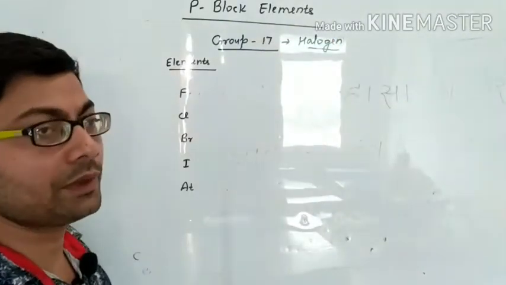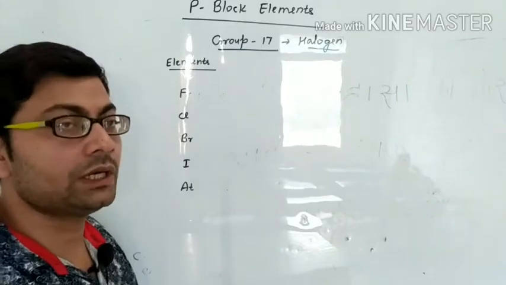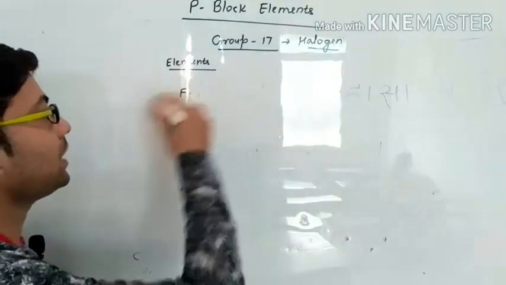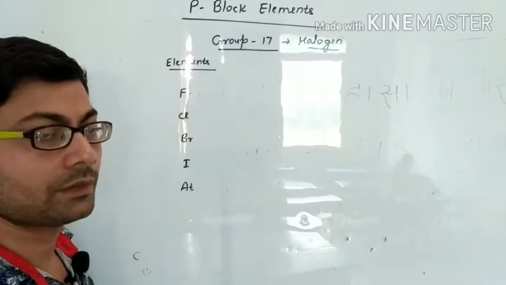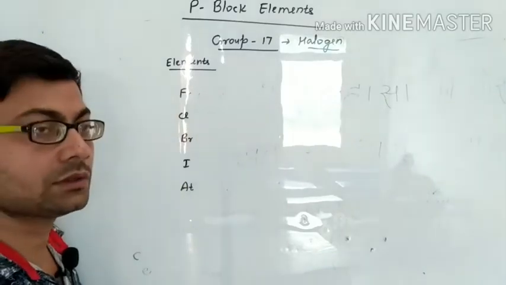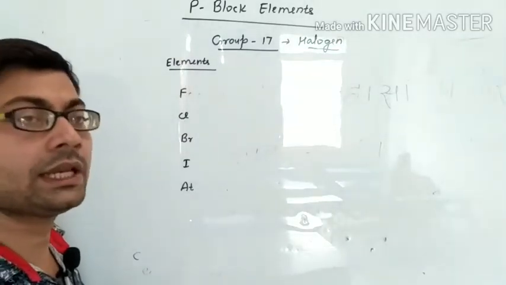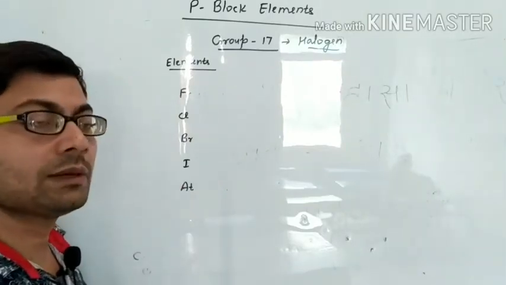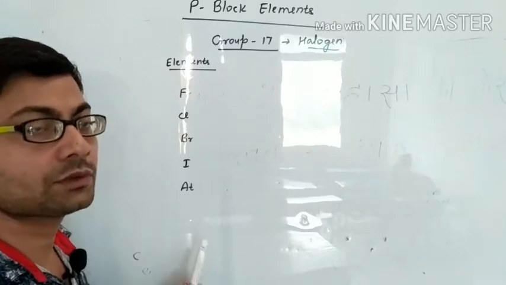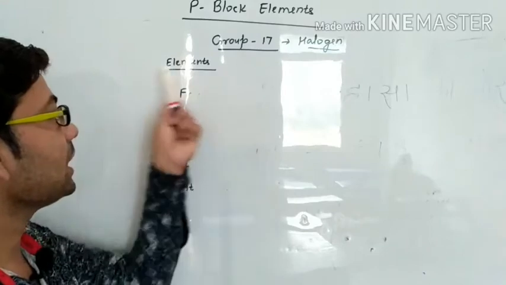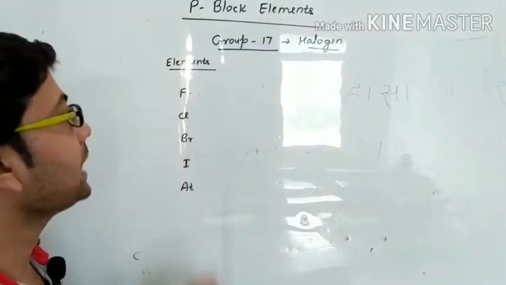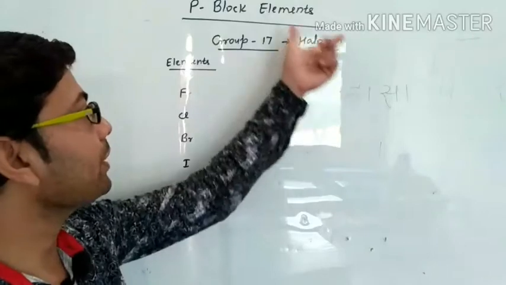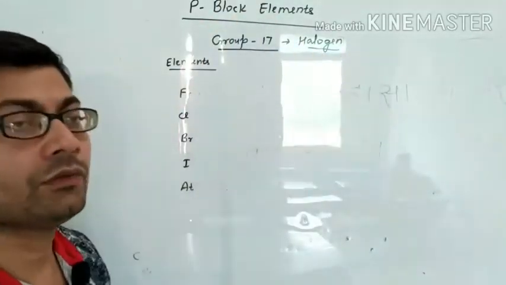Why is this called the halogen family? Actually, halogen is a Greek word which means salt forming. It means these elements are responsible for the formation of salt. That's why these elements are called halogens. For example, in NaCl, chlorine is present in the sodium salt. Similarly, in sodium iodide, iodine is present in the salt of sodium. So these elements are responsible for salt formation, and the family of these elements is called the halogen family.